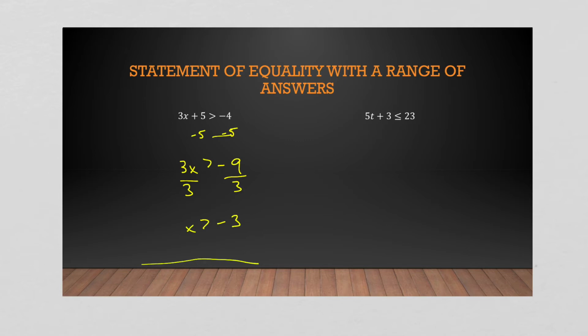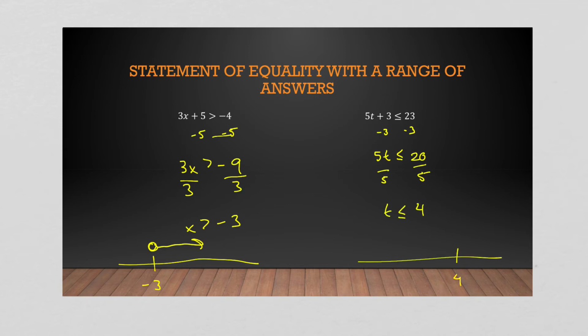So again, what does this look like on a number line? Well, if this is negative 3, I'm not touching negative 3, but I am everything greater than negative 3. Now, if we look at the one on the left, I'm going to subtract 3, and I'm going to subtract 3. 5t is less than or equal to 20. And then I'm going to divide by 5, t is less than or equal to 4. So again, on a number line, here's 4. I can equal 4 this time, so I'm filling in, and then it's everything less than. So that is how your inequalities look and how they work.